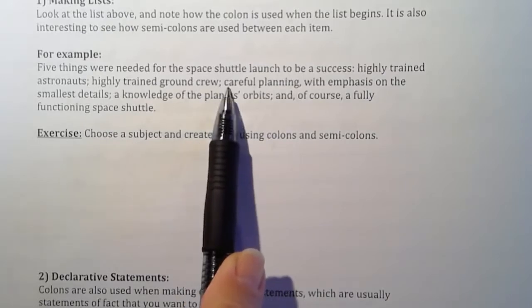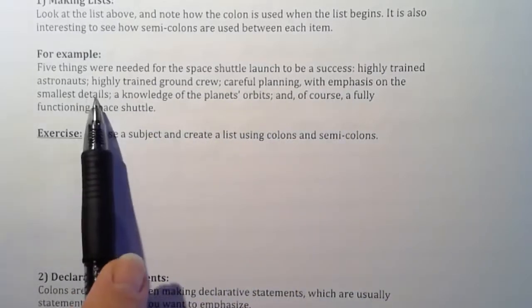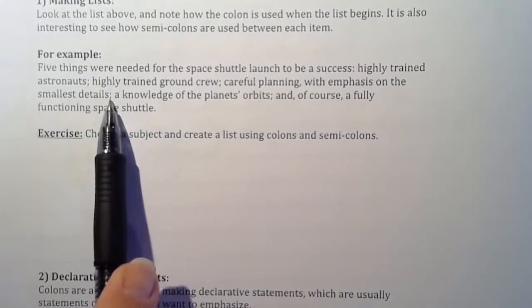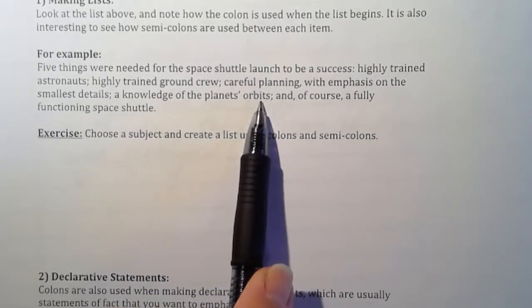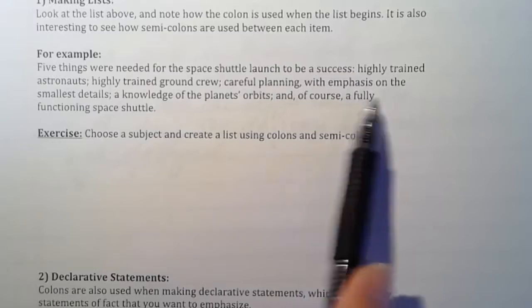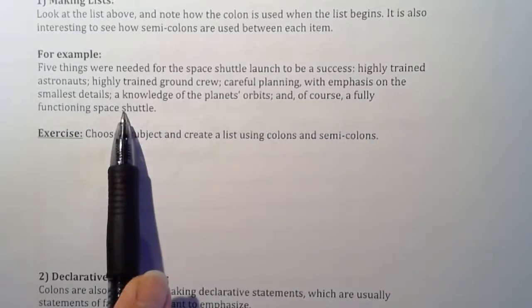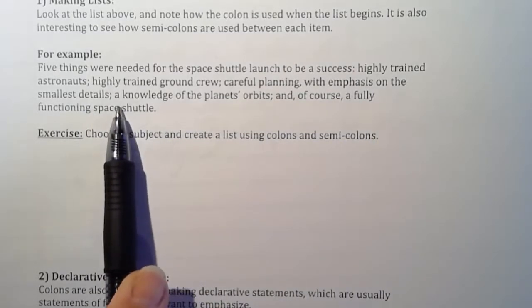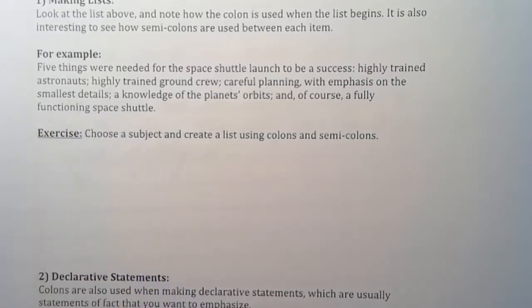Careful planning with emphasis on the smallest details; a knowledge of the planet's orbits; and, of course, a fully functioning space shuttle. So this is kind of a pretty sophisticated way of writing. We've got a variety of punctuation rules at play in one sentence here.